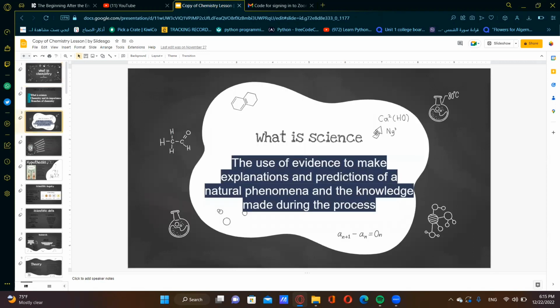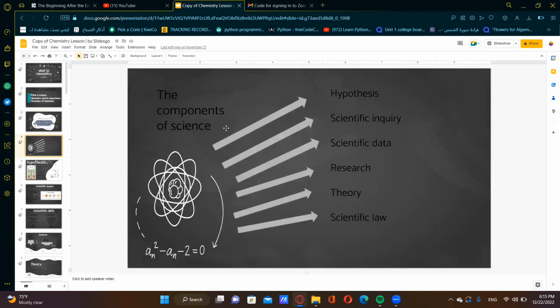So, what is science? Science, in basic terms, is the use of evidence to make explanations and predictions of natural phenomena, and the knowledge made during the process. So, science is the use of evidence, and it is also the knowledge that is produced during the usage of the evidence. I know it's complicated, but it is really simple. So, what are the components of science? You have the hypothesis, the scientific inquiry, the scientific data, research, theory, and then scientific law.